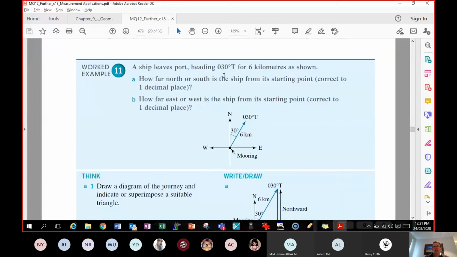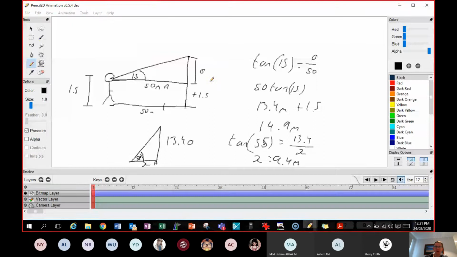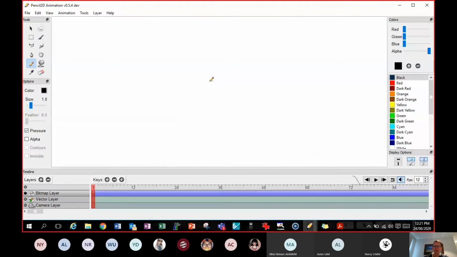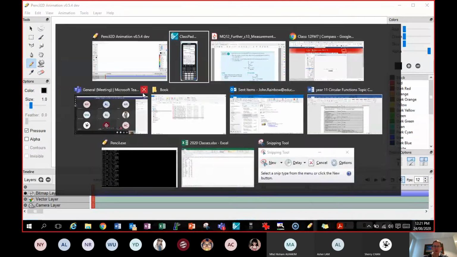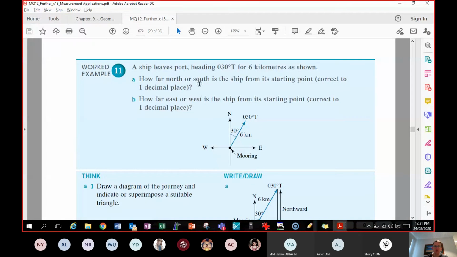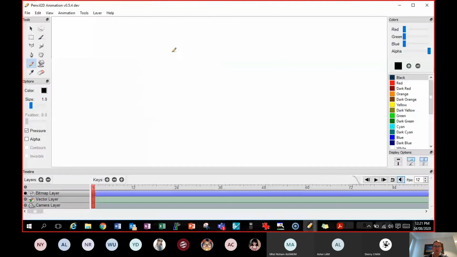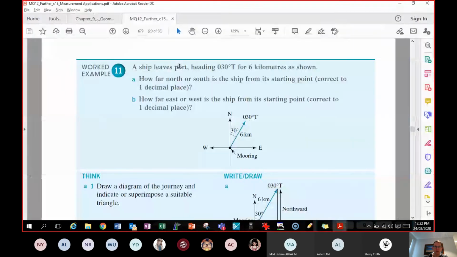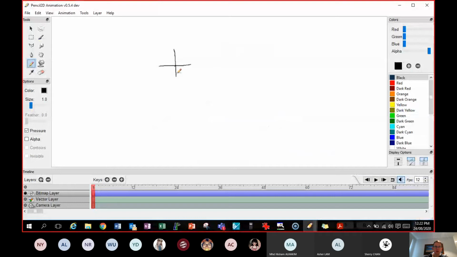A ship leaves port heading 030 degrees true for 6 kilometers. How far north or south is the ship from the starting point? If you were only given that, I'm not going to do the maths, but I'm just going to do the drawing. You always draw a little compass bearing from where you're leaving and wherever it goes to. It's gone on a bearing of 30 degrees true, so it's gone on an angle here, 30 degrees, and then it gets to here, and we know this is 6 km.